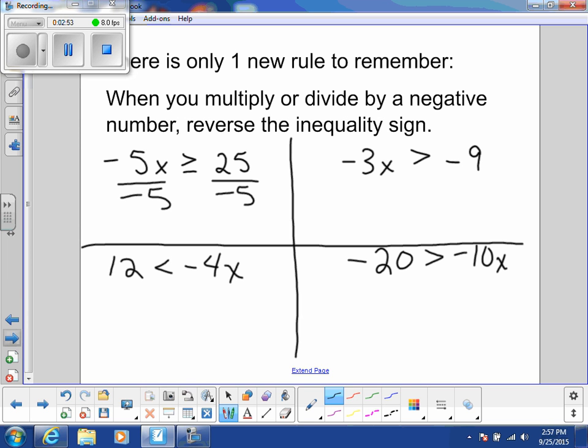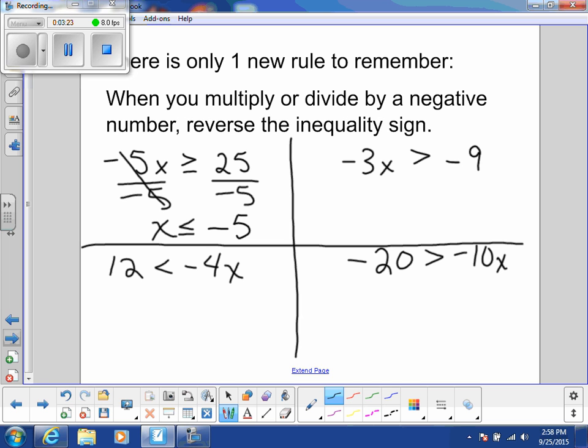And when I do that, I'm still going to have x on the right because the negative 5's cancel. Excuse me, that's on the left. But I'll flip this sign around, and the greater than or equal to becomes a less than or equal to. 25 divided by negative 5 is negative 5. All the rules for integers are still true. Positive divided by negative will still be negative.